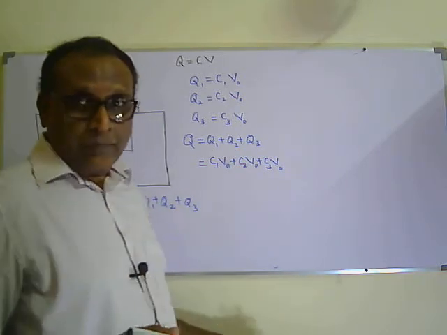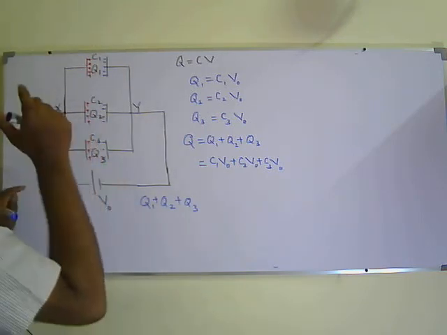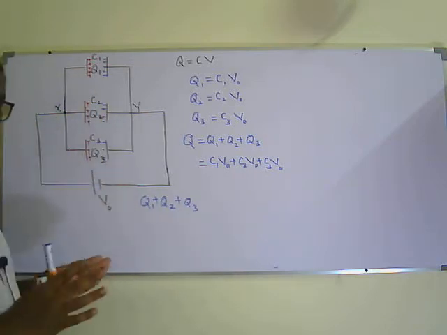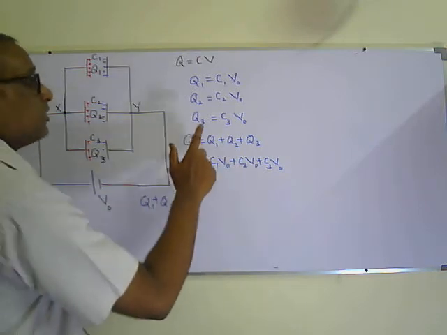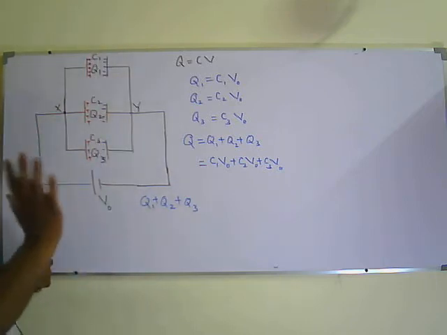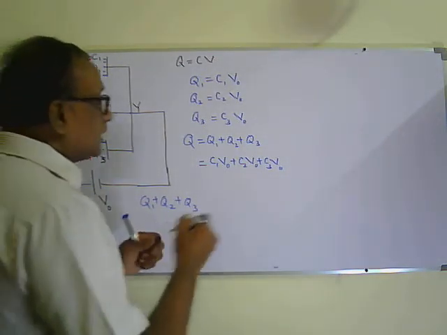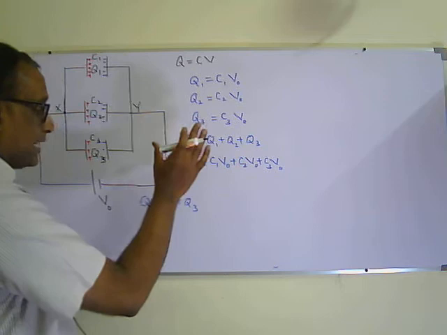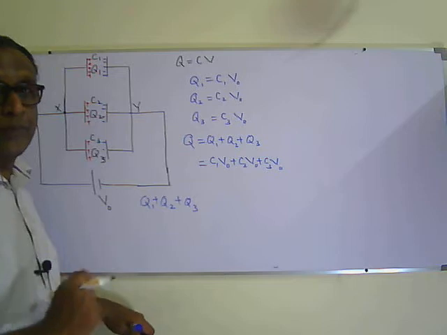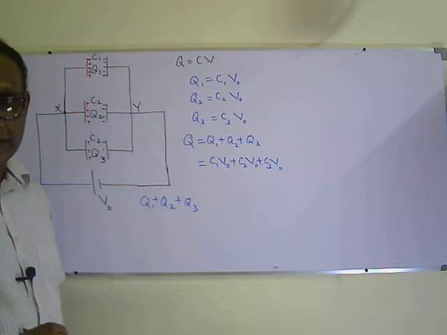What do you mean by equivalent capacitance? If I remove all these three capacitors and connect a capacitor across XY, if the total charge flowed in the circuit is equal to Q1 plus Q2 plus Q3, that means when I replace these three capacitors by one capacitor, if the charge flown in the circuit is the same as the total charge flown in this circuit, then I can say that capacitor is equivalent to the parallel connection of these three capacitors.